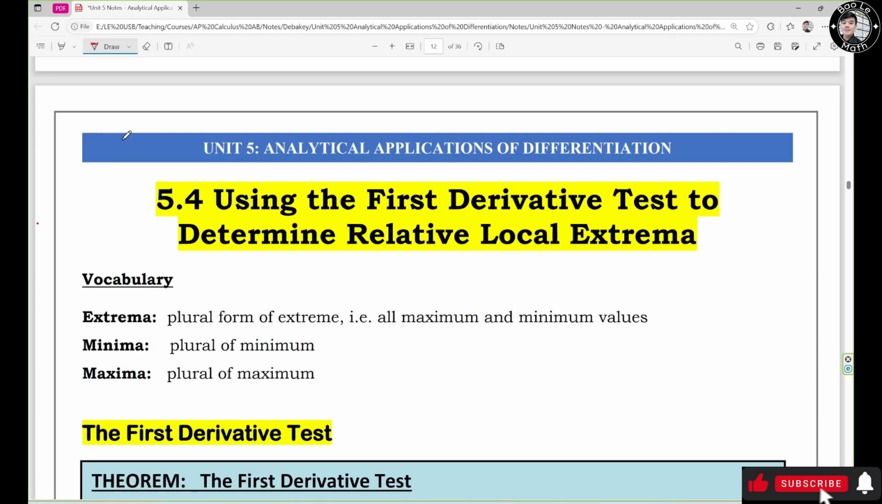Hello everyone, in this video we will explore topic 5.4, using the first derivative test to determine relative local extrema. Alright, we have new vocabularies. Extrema is the plural form of extreme, meaning all maximum and minimum values. Minima is the plural form of minimum. Maxima is the plural form of maximum.